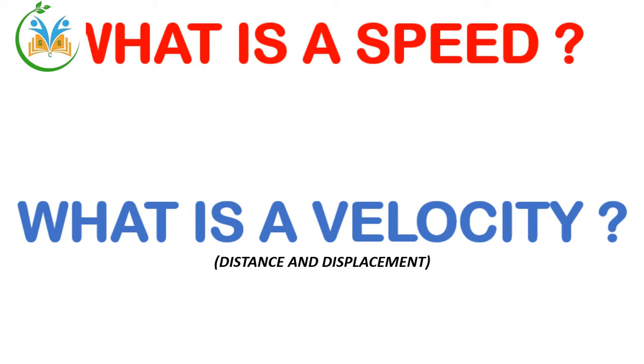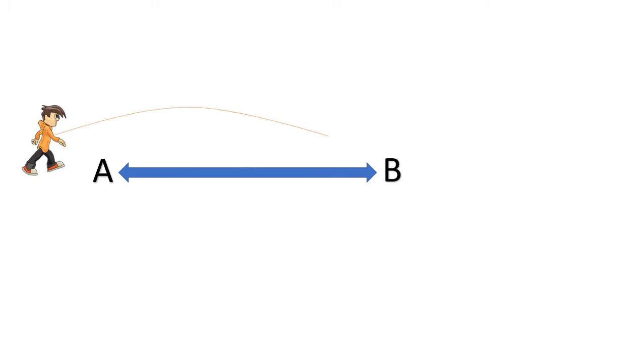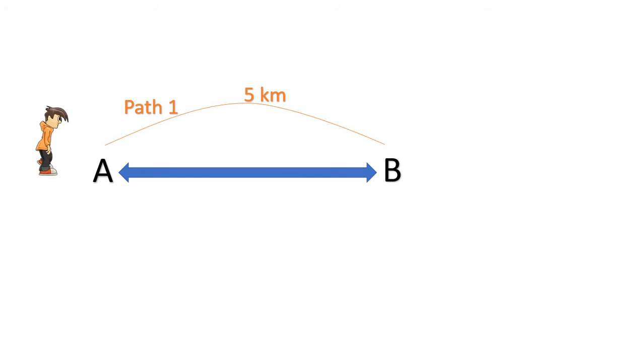If someone asks you what is distance and what is displacement, I'll explain it with an example. Suppose there are 2 points, point A and point B, and a person X moves from point A to point B. There are two paths, path 1 and path 2. Let path 1 distance be 5 km, and path 2 distance 2 km to the right. So this person X will follow first path 1 and second path 2 to reach point B.